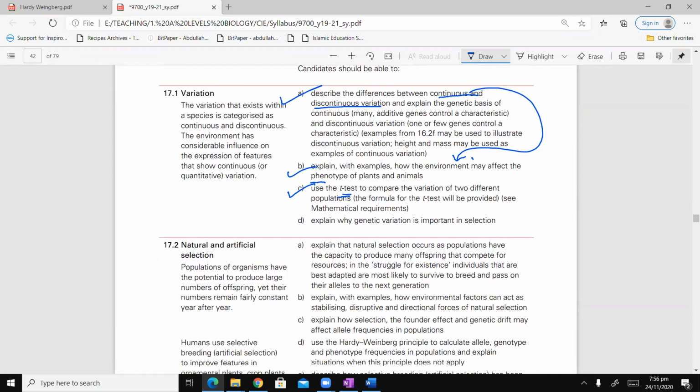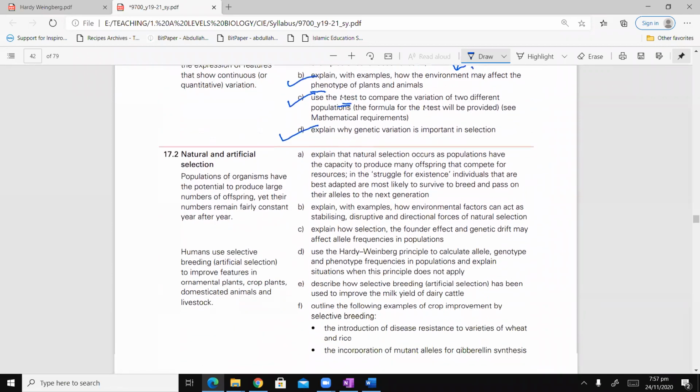Again, we will look at the question inshallah tomorrow. D part, explain why genetic variation is important in selection. Again, we talked about this when we were doing natural selection.